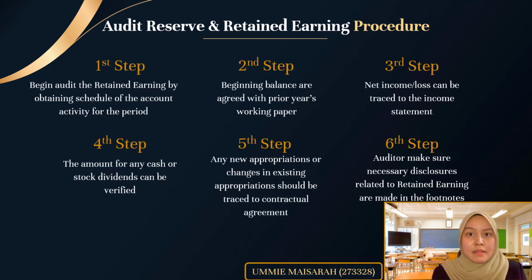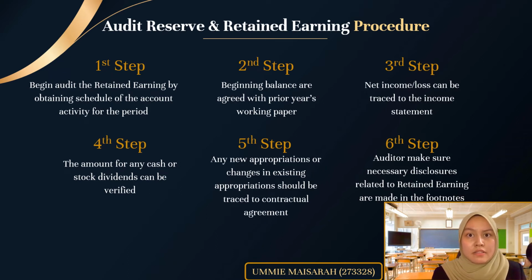The first step can be started with auditing the retained earnings by obtaining a schedule of the account activity for the time. Second, we can take a look at the starting balance, then it should be the same as the prior year's working paper. Thirdly, we can take a look at the income statement that may be used to determine the net income or loss.